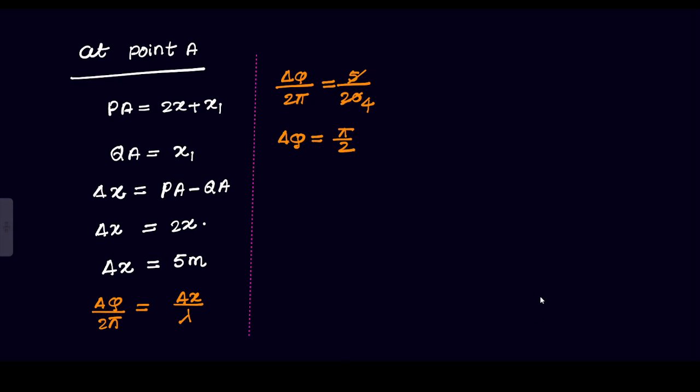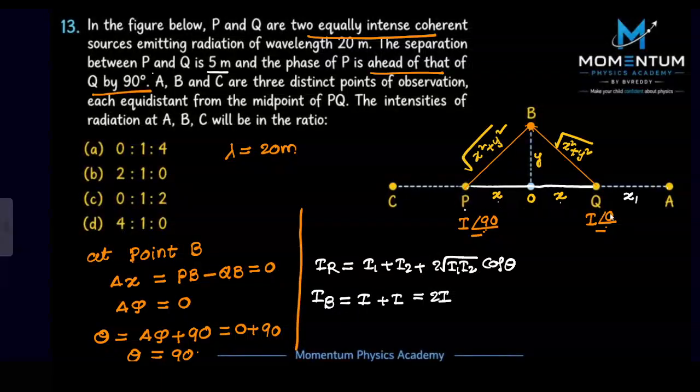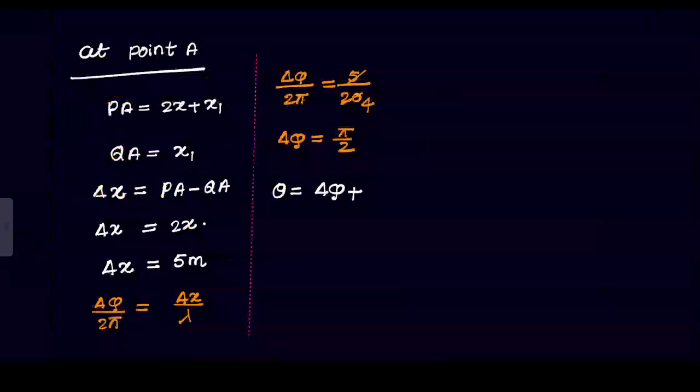Okay. Now we need the theta value required. Theta required is equal to delta phi plus the initial phase difference between P and Q. How much is that? 90 degrees, so this we already have as 90. So finally the theta value becomes 90 plus 90. How much now? 180.